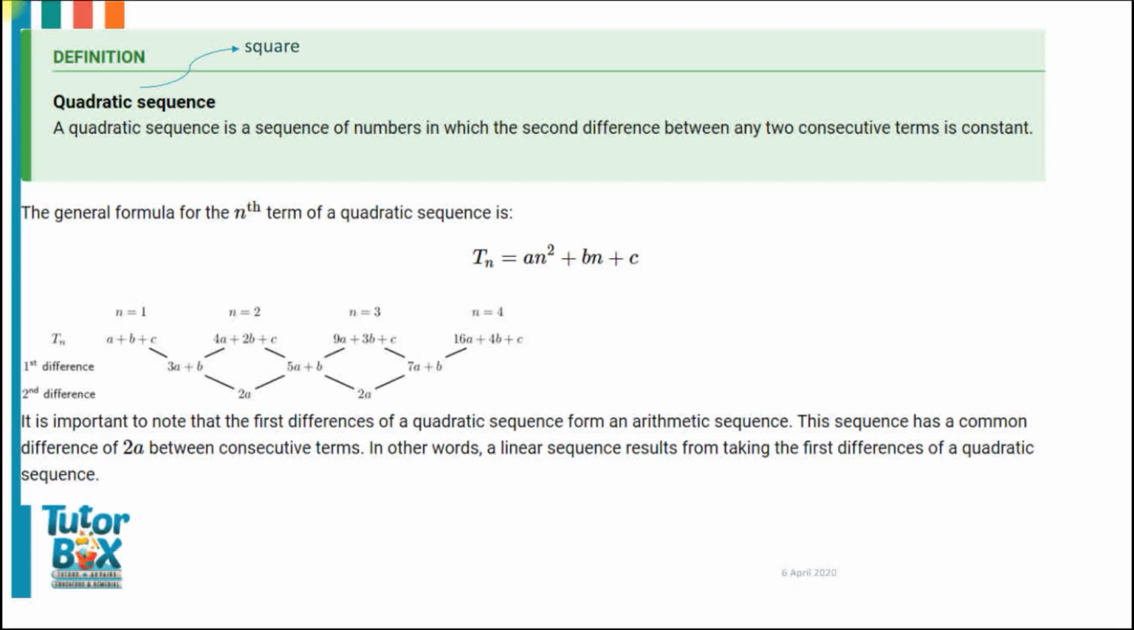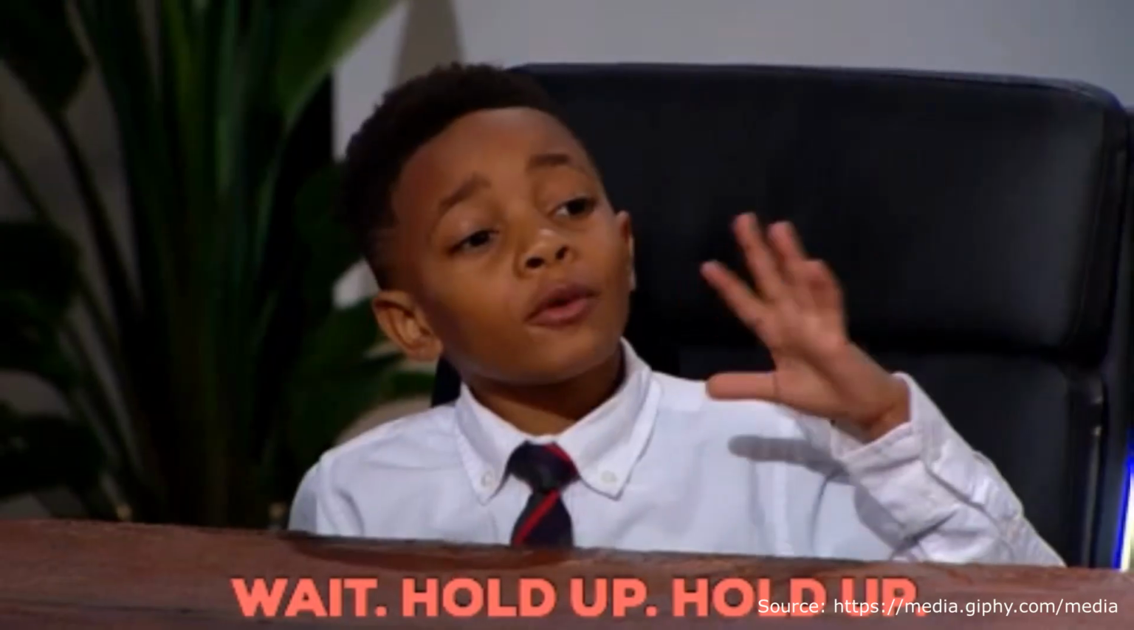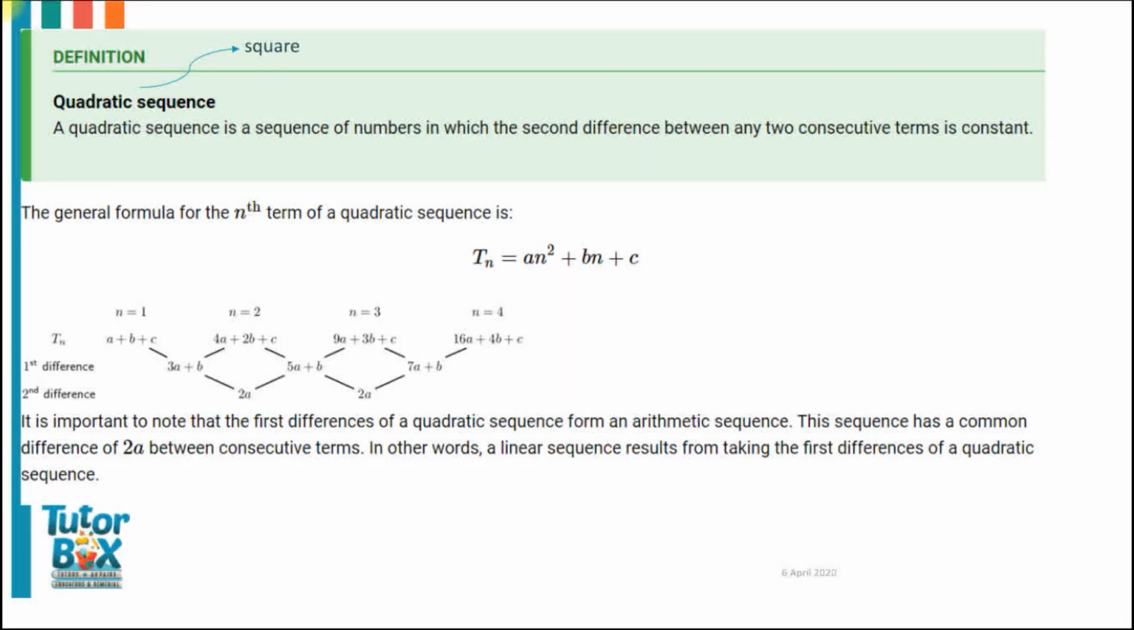The general formula for the nth term of a quadratic sequence is Tn = an² + bn + c. I see I just put an arrow there, it should say square. Remember, quadratic, it's something squared. So the general formula for the nth term of a quadratic sequence is Tn = an² + bn + c. Right, so let's look at this part here.